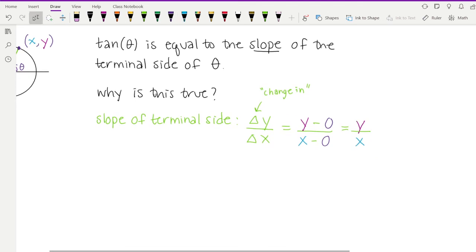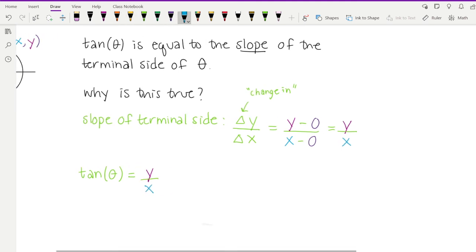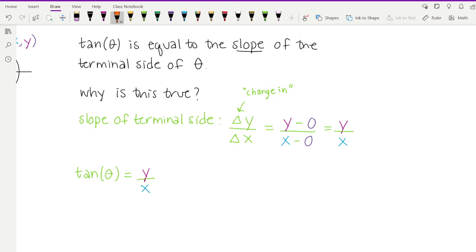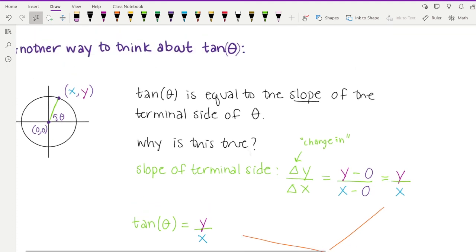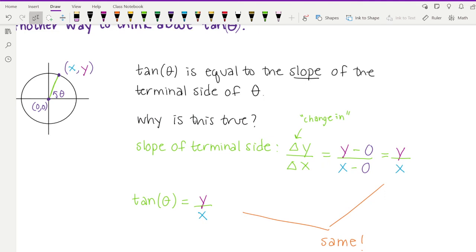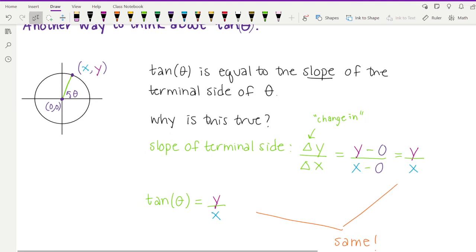And what is our definition that we learned earlier for tangent of theta? Well, we also learned that tangent of theta is equal to y over x, right? The y coordinate of the terminal point over the x coordinate of the terminal point. What we just saw is that we got the same result both ways. So regardless of whether you think of this as slope or whether you use our definition of tangent, it's the same.